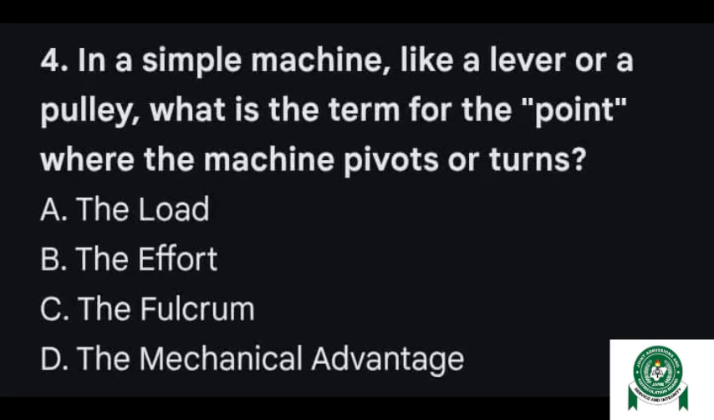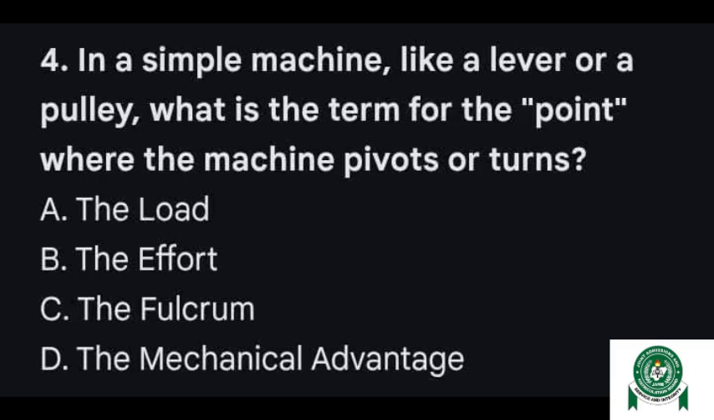Question 4 is a bonus question, so please take note. It says, in a simple machine like a lever or a pulley, what is the term for the point where the machine pivots or turns? Option A, the load; B, the effort; C, the fulcrum; and D, the mechanical advantage.